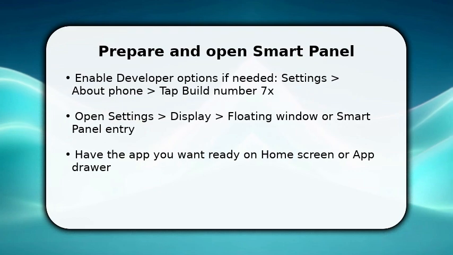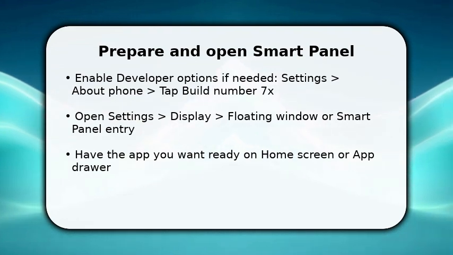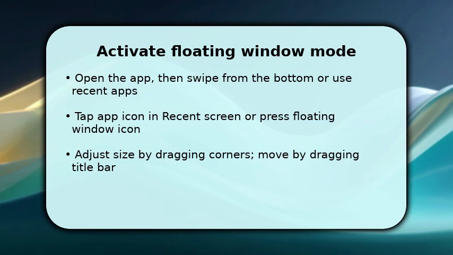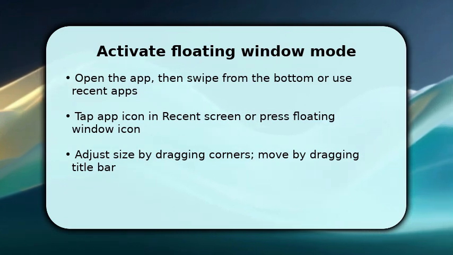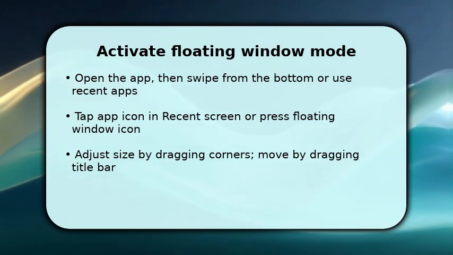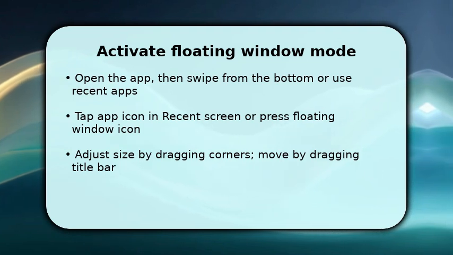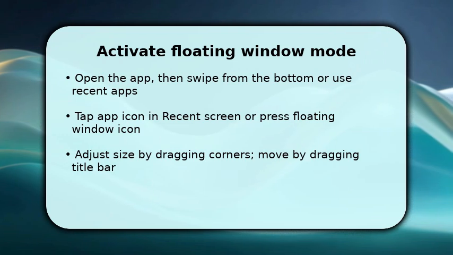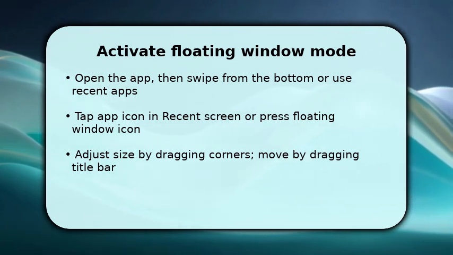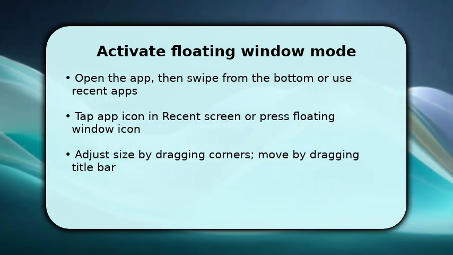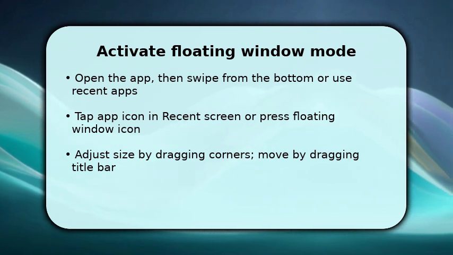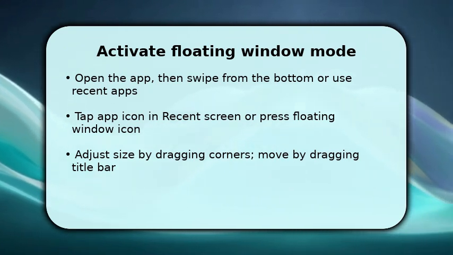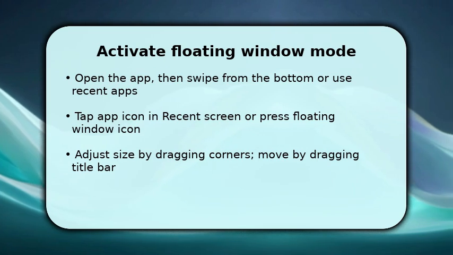You now open the app you want to float and bring up the Recent Apps screen with the square or swipe gesture. Tap the app icon at the top of its card and select Open in Floating Window, or use the floating window icon if visible. This creates a resizable overlay. Make sure to drag corners to resize and hold the title bar to reposition. Doing this explains why moving and resizing are separate controls and gives you precise layout control.